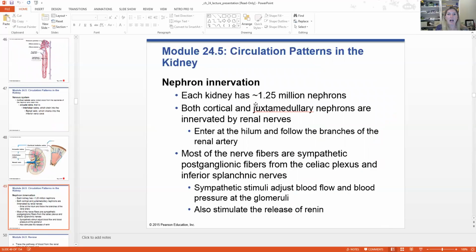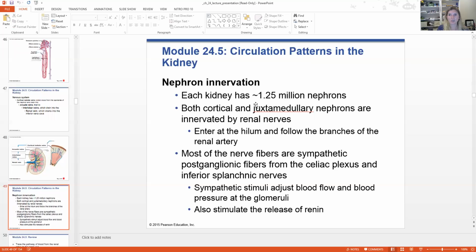So how are our kidneys innervated? Each kidney has over 1 million nephrons in it. Both the cortical and juxtamedullary nephrons are innervated by renal nerves. These renal nerves come in through the hilum. They follow the same branches of the renal artery. And most of the nerve fibers in the kidney are sympathetic, right?